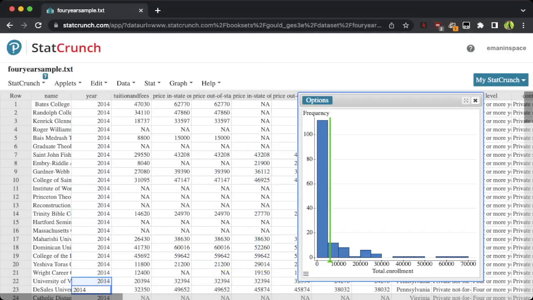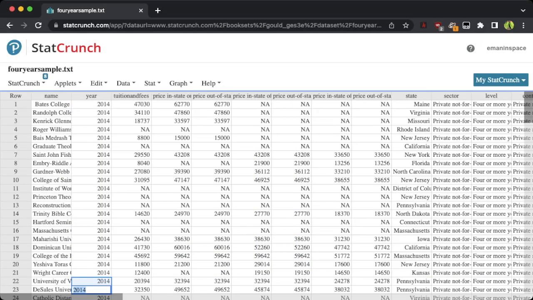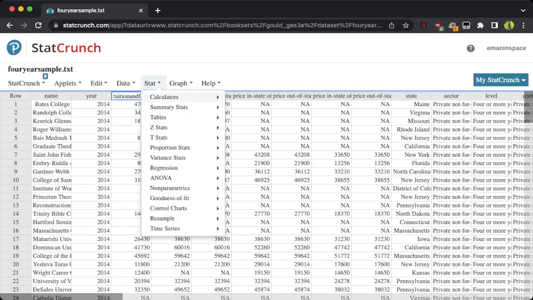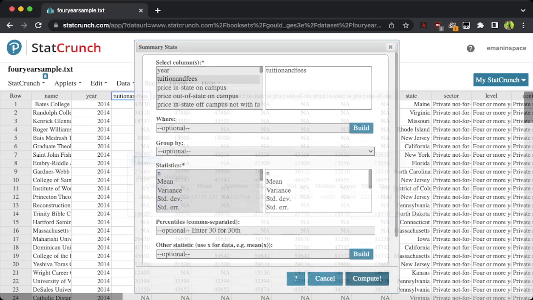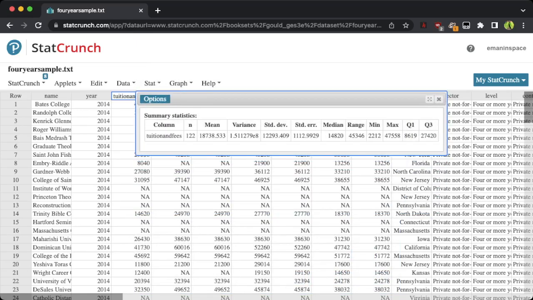So let's say you wanted to know the mean of tuition and fees. Like typically in tuition and fees, how much would you spend? So you can go to Stat, and I recommend you go to Summary Stats, Columns, because each variable is a column. So what you do is you select tuition and fees, and then it's going to calculate a bunch of different statistics for you, one of which is the mean. So compute, and you can see that this is the summary statistic for tuition and fees.